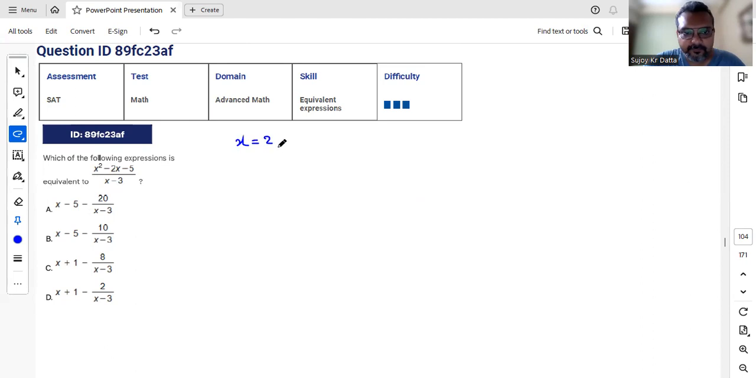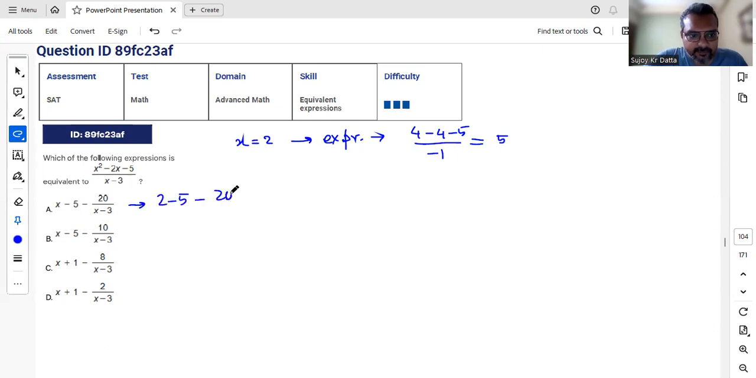Plug in, let's say, x is 2, because then you don't have to divide. 2 minus 3 is minus 1. That makes it easy. So the value of the expression becomes 4 minus 4 minus 5 over minus 1, so it's 5. Let's plug in x as 2 in the options and see which one is 5. Here we get 2 minus 5 minus 20 over minus 1, which is not 5. This one is 2 minus 5 minus 10 over minus 1, so that's negative 3 plus 10. That's not 5 either.